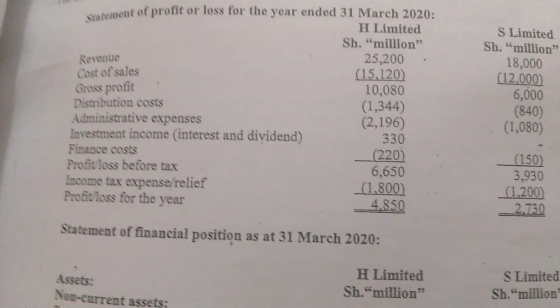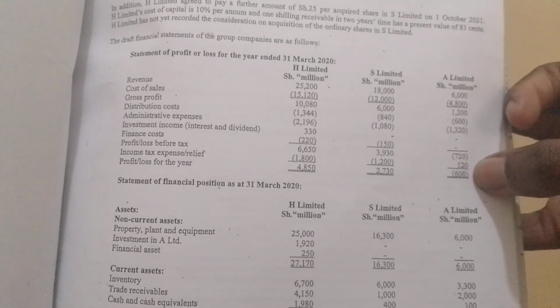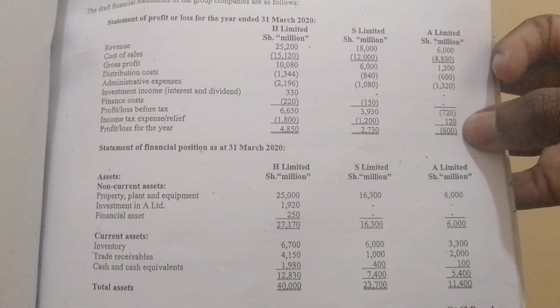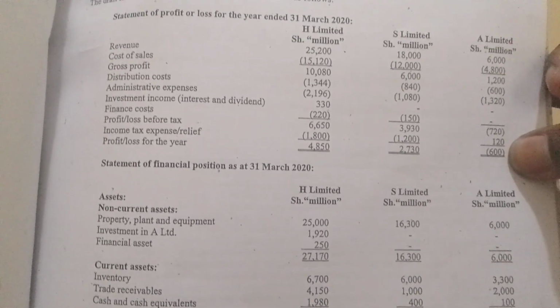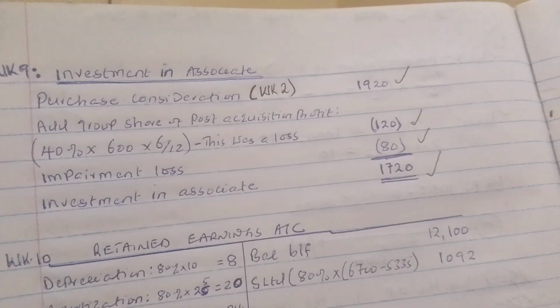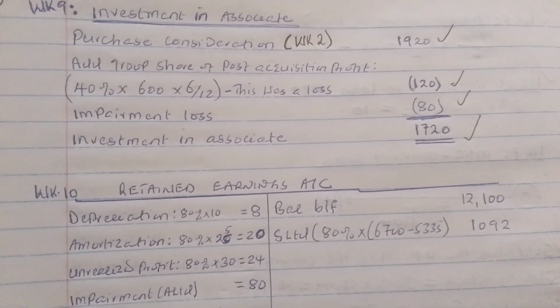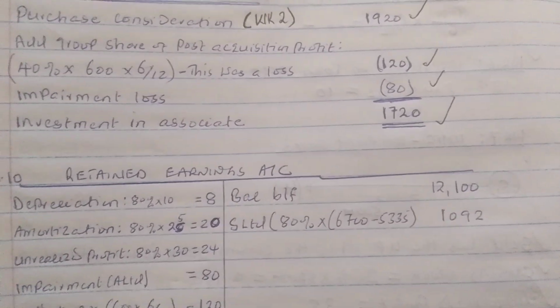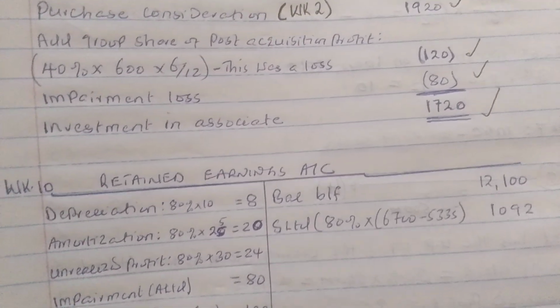Now if you look at, can you see this 600 here? This figure here. In your statement of profit or loss for that year, A Limited, profit and loss for the year, 600. So out of this loss, because we had invested 40%, we are getting 40% of that, and then you multiply by 6/12 because we have this associate for only 6 months. So that's purchase consideration, which is in working number 2. We are doing investment in associate. Working number 2, we got 1920. We earn group share of post-acquisition profit. In this case, it is not a profit, it is a loss of 600 times 40%. We had invested 40% times 6/12.